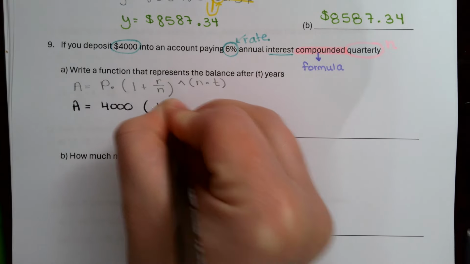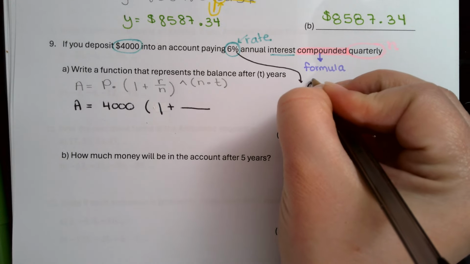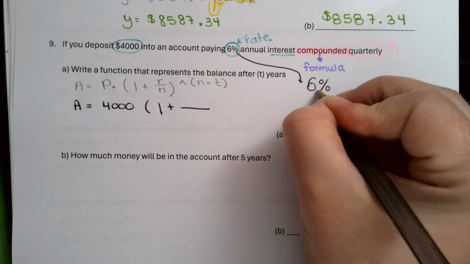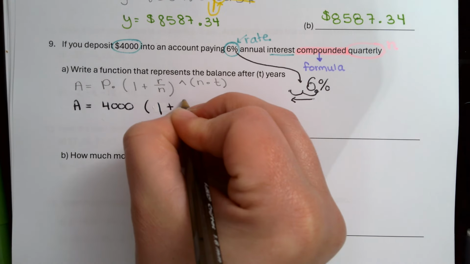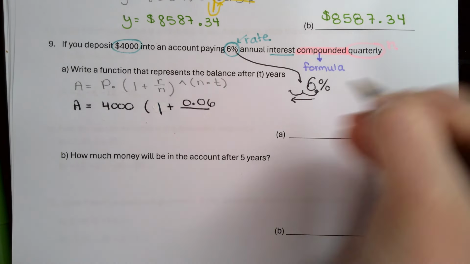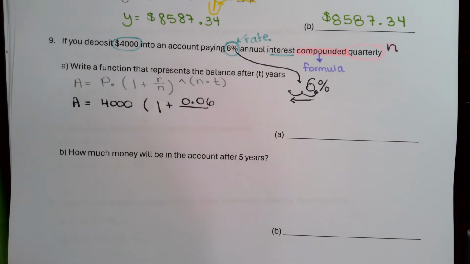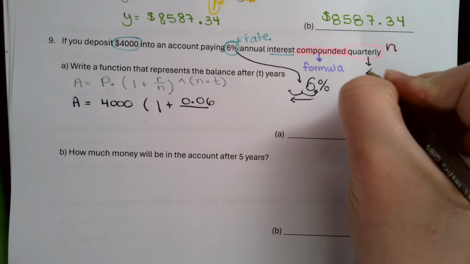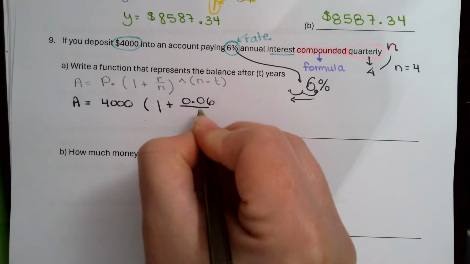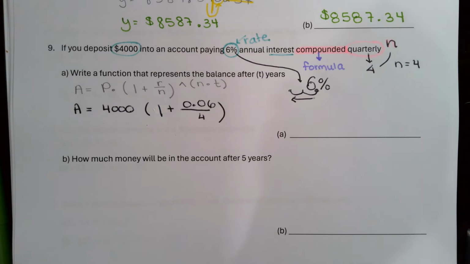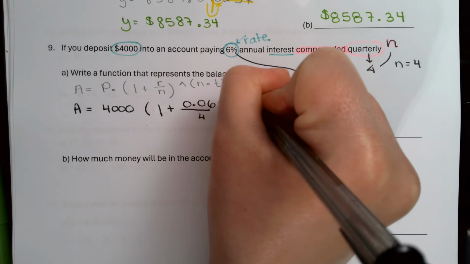1 plus our rate needs to be converted. So if I have 6%, I'm going to put a decimal place at the end. 1, 2 jumps to the left. That means my rate is 0.06. N is the quantity of times we are compounding in 1 year. A quarter means things happen 4. So that means 4 times a year, we are going to be calculating our rate, and then we are going to raise this to the power of 4 times t.